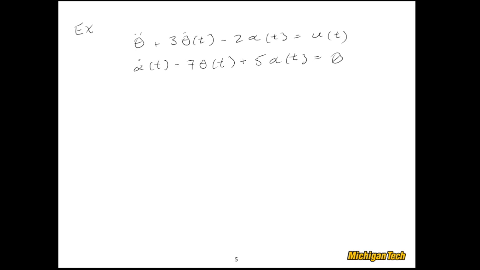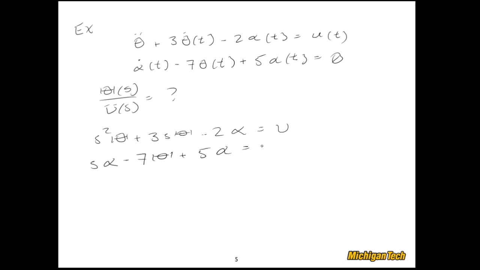And our goal is to get the transfer function. I have to make a capital alpha of t. Let's do a theta, that'd be easier. So we'll go after the transfer function like so. Well, again, really, you just go through the same steps. Put everything into the Laplace domain: s squared capital Theta plus 3s capital Theta minus 2 capital Alpha, whatever that looks like, equals capital U. And then we have s capital Alpha minus 7 capital Theta plus 5 capital Alpha equals 0.